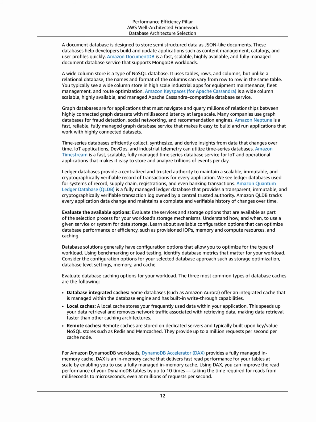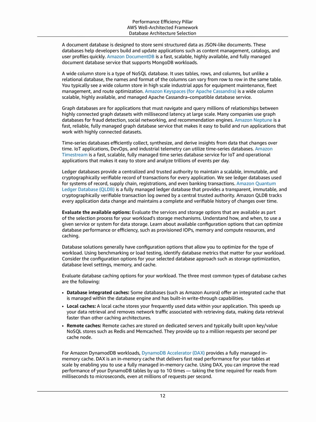A wide column store is a type of NoSQL database. It uses tables, rows, and columns, but unlike a relational database, the names and format of the columns can vary from row to row in the same table. You typically see a wide column store in high-scale industrial apps for equipment maintenance, fleet management, and route optimization. Amazon Keyspaces, for Apache Cassandra, is a scalable, highly available, and managed Apache Cassandra-compatible database service.